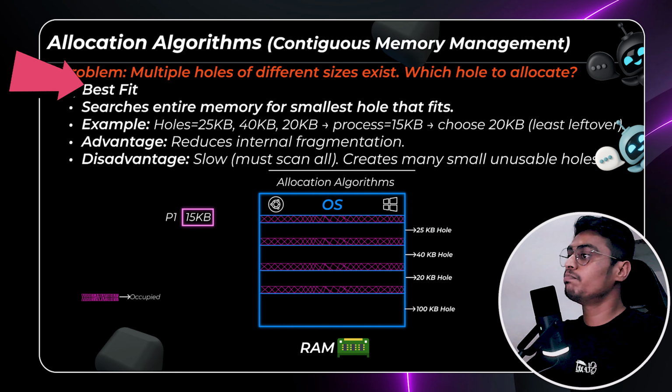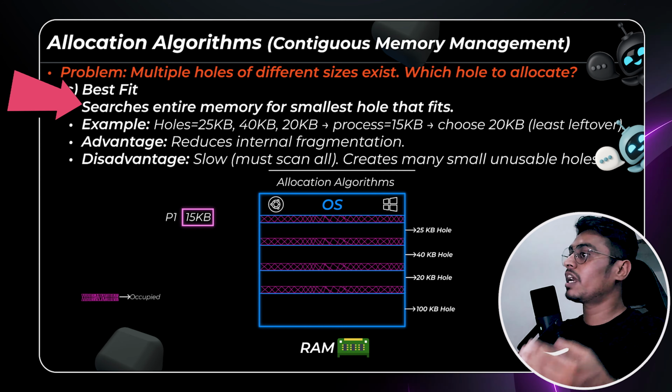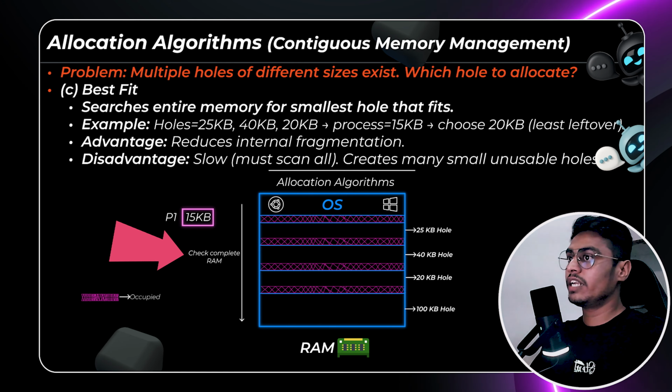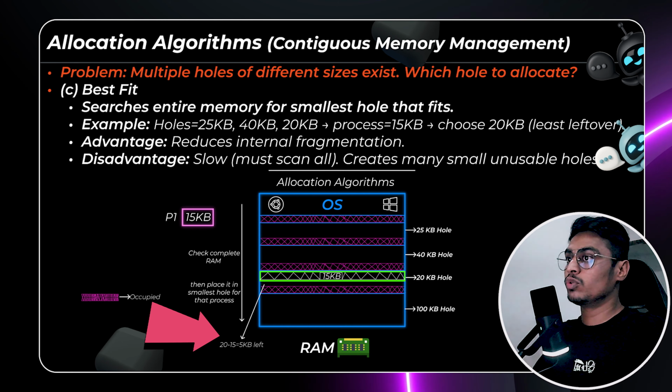Now the next is best fit algorithm. Best fit searches the entire memory to find the hole that results in minimum internal fragmentation. For a 15 KB process, it examines all available holes, 25 KB, 40 KB, 20 KB and so on, and selects the 20 KB hole because it leaves only 5 KB unused, which is minimal.